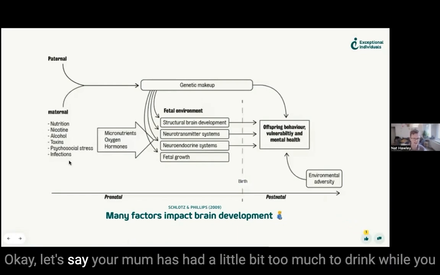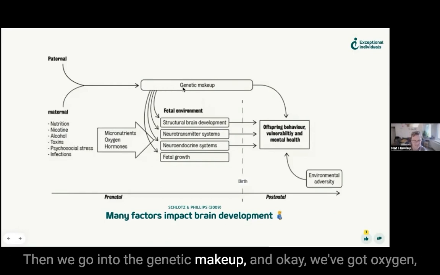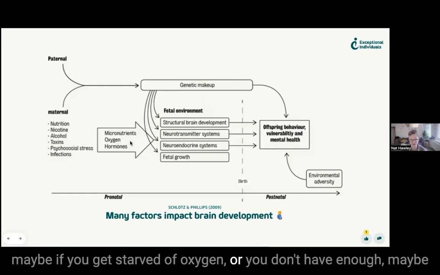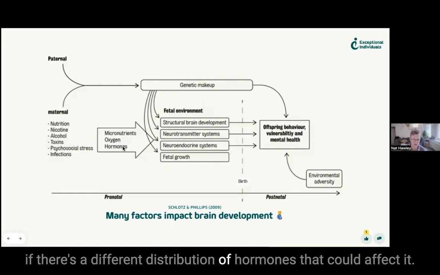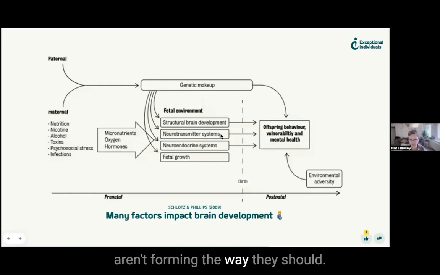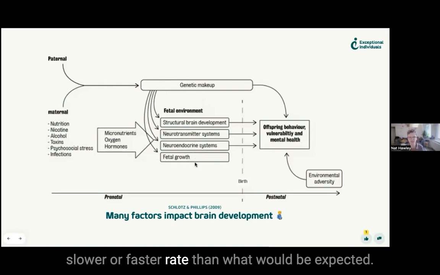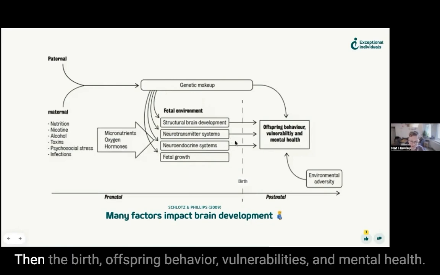Okay, let's say your mum has had a little bit too much to drink while you were bopping about in the stomach, or wherever babies come from. Then we go into the genetic makeup. And okay, we've got oxygen. Maybe if you get starved of oxygen, or maybe if there's a different distribution of hormones, that could affect it. We've got the structural brain development, transmitter systems. Maybe they aren't forming the way they should. We've got fetal growth. Maybe you're growing at a slower or faster rate than would be expected. Then the birth, offspring behavior, vulnerabilities, and mental health.